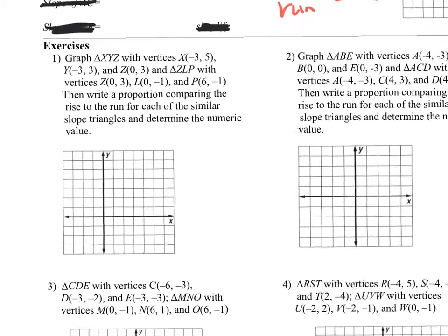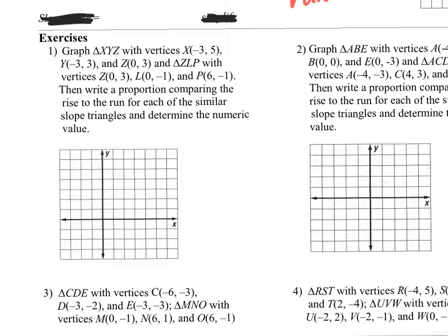It says graph triangle XYZ with vertices -3 and 5. So let's do our first point: -3 and 5. 1, 2, 3. That's my first point right there. I'm putting those little dots just so you can see where my pen's going. You don't need those.